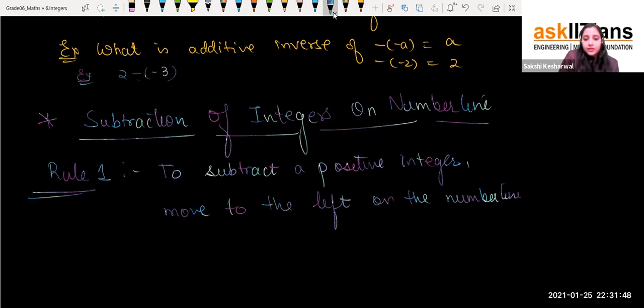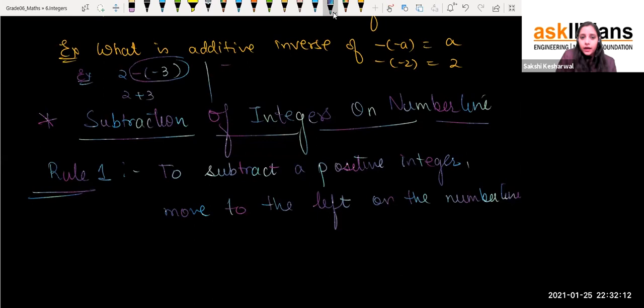So what is the additive inverse of this number? The additive inverse of this minus 3 will be what, beta? Plus 3 or not? Because negative of negative, additive inverse of negative a is a. So the additive inverse of this entire number will be 2 plus 3. So can you just do the question like this, right or not?